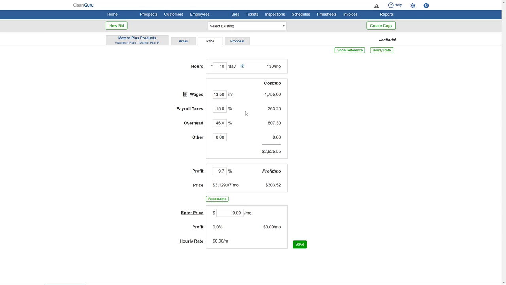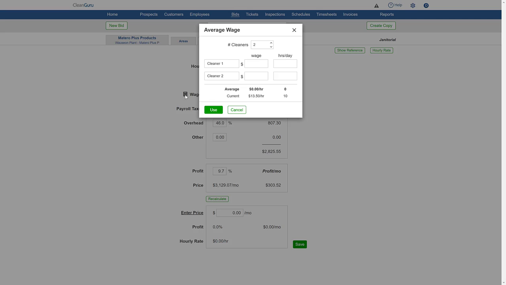When you're working on a janitorial bid and plan to use several people who are at different wage rates, the average wage calculator is a useful tool. Simply click on the calculator next to wages. Then, show the total number of people assigned to the job each day.